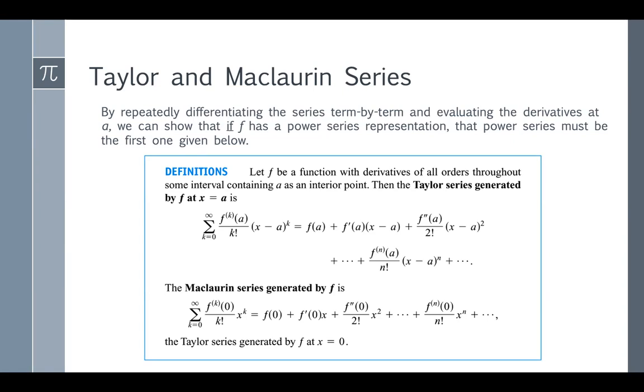A special case of a Taylor series is called the Maclaurin series. This is simply a Taylor series at x equals 0. And that is the sum k going from 0 to infinity of the kth derivative of f at 0 over k factorial times x to the k. And you can see the first few terms and the general term of that series here.